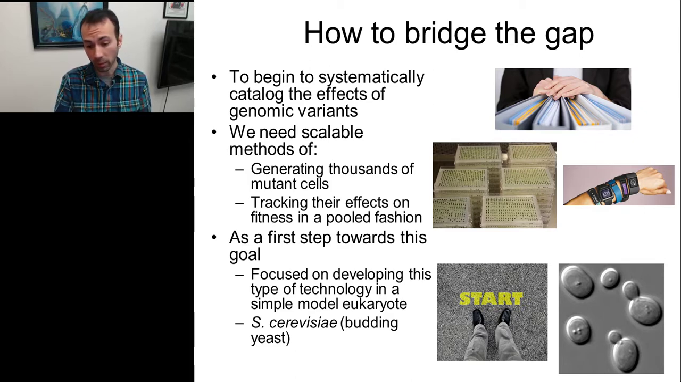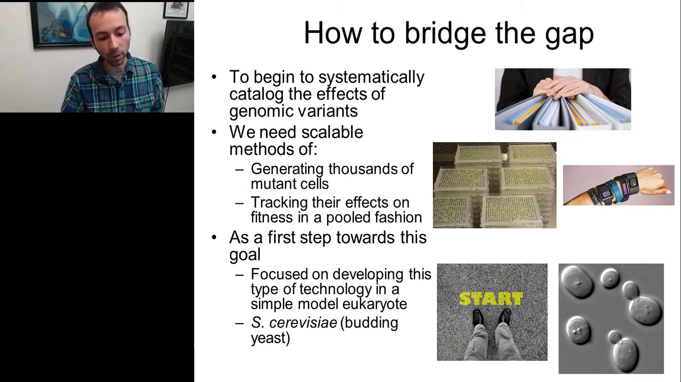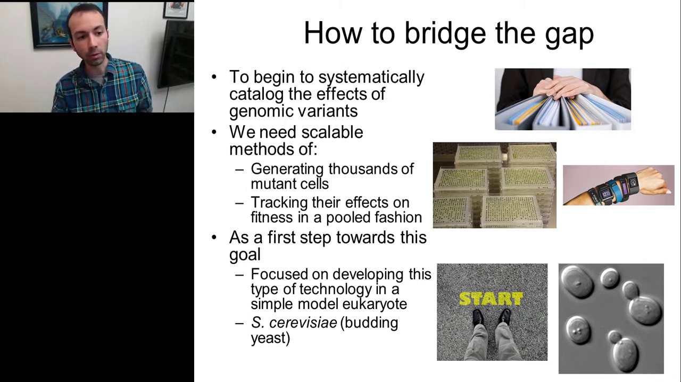Because it doesn't help us to make millions of cell lines at once, but if I have to test them one at a time, that's not super useful either. And so as a first step towards this goal, we decided to focus our technology on a very simple model eukaryote, and that's yeast. We decided to see, can we use yeast to build this sort of technology that would let us make thousands of mutations all at once and also track their phenotypes all at once.